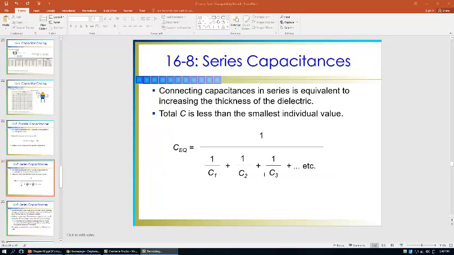On the other hand, when you have series capacitance, you calculate the equivalent capacitance of capacitors in series by doing 1 over the sum of the 1 over each capacitor, like in this formula right here. Connecting capacitors in series is equivalent to increasing the thickness of the dielectric. Therefore, that's the total capacitance of capacitors that are in series. The total must be less than the smallest individual value in the circuit.